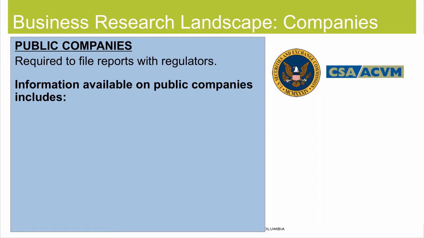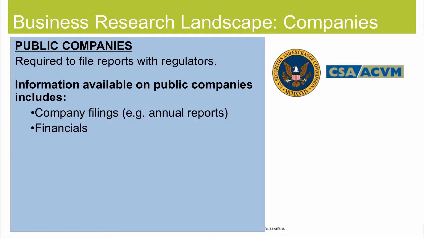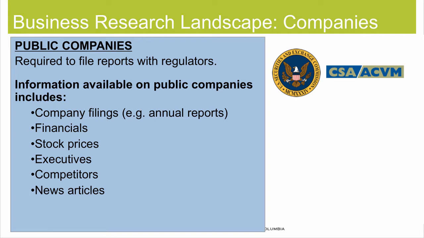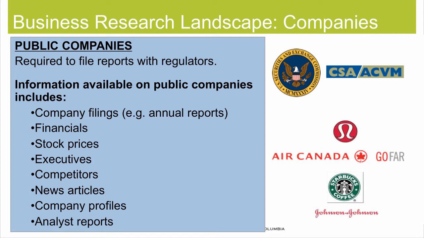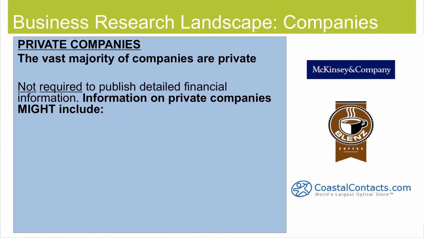Information on public companies includes regulatory filings and annual reports, financials, stock prices, information on executives, public competitor information, and any articles about company news or products. Information will also be repackaged as company profiles and analyzed by investment specialists. To find out if a company is publicly traded, check the company's website for an Investors section. This could be found in the About section under its own heading or may even be presented as an entirely separate website.